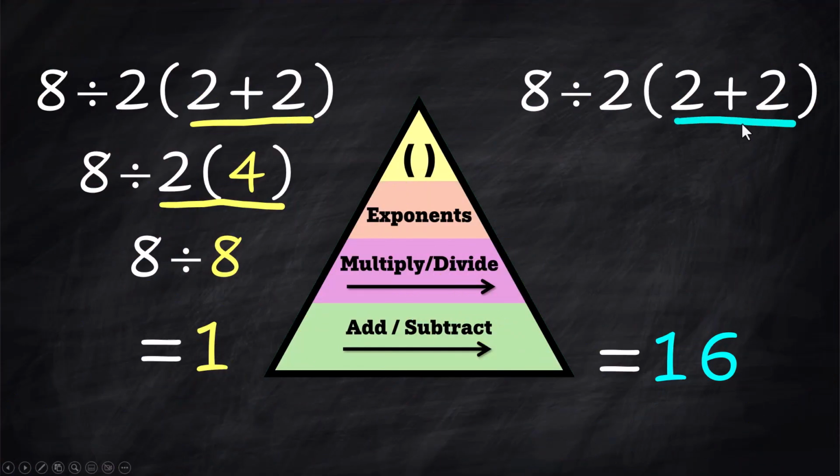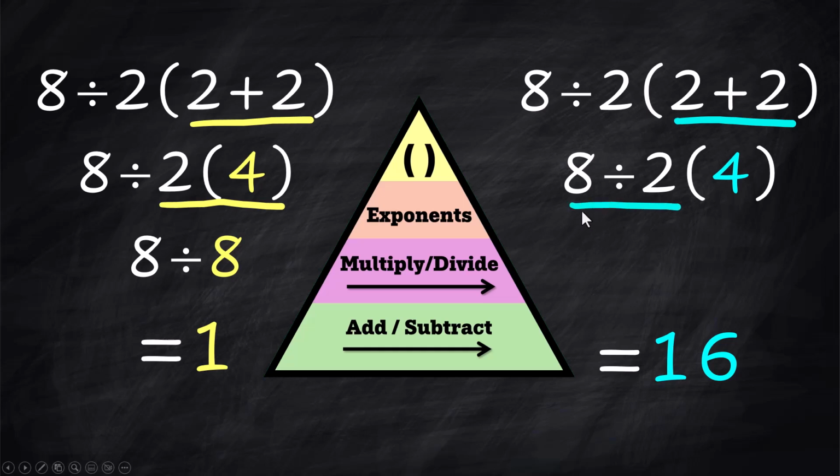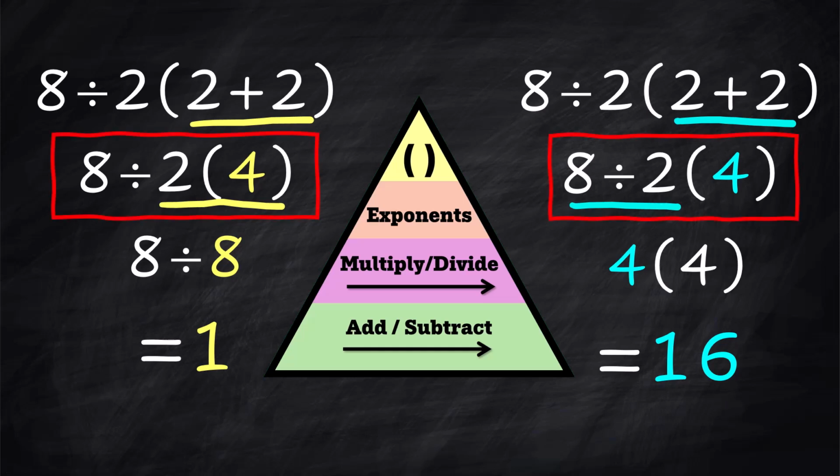This person also started with the parentheses, got 8 divided by 2 times 4, same thing, but they went with the 8 divided by 2 now. So they got 4 times 4. Their answer is 16.